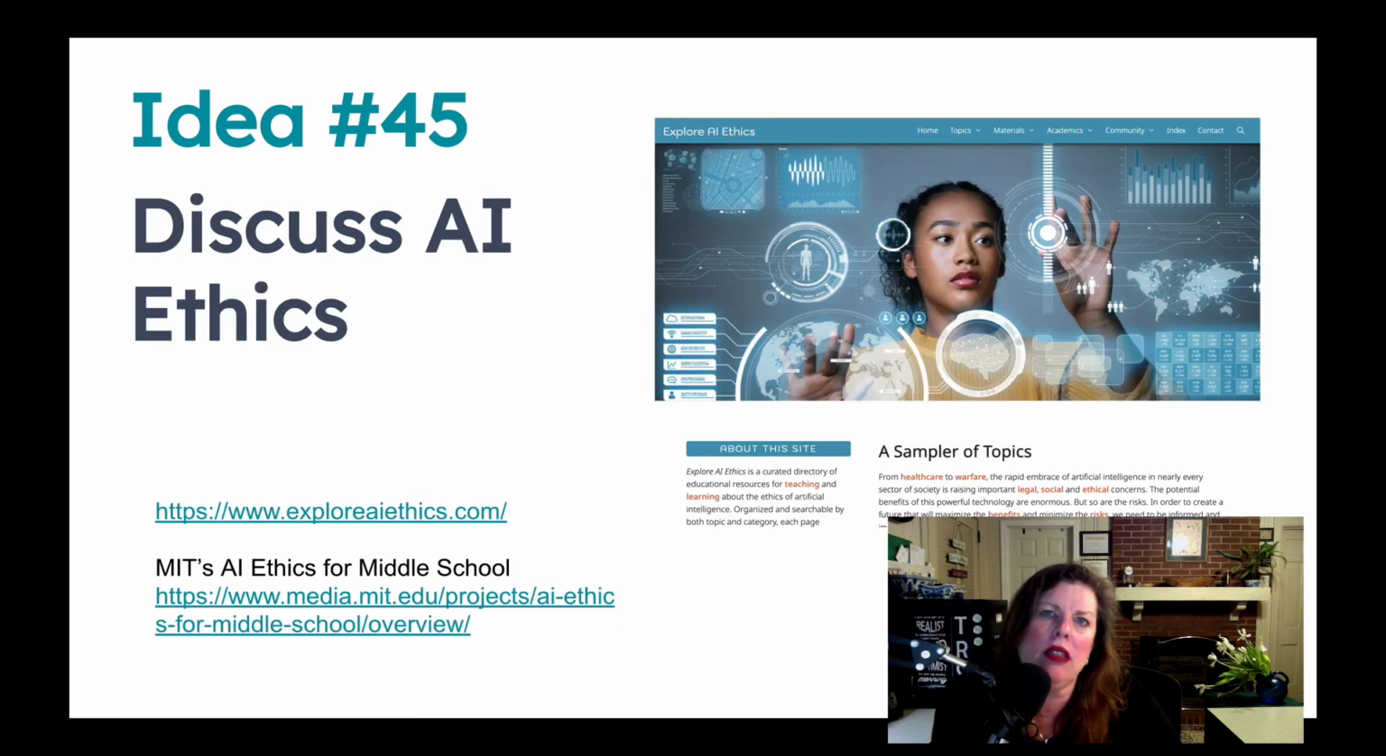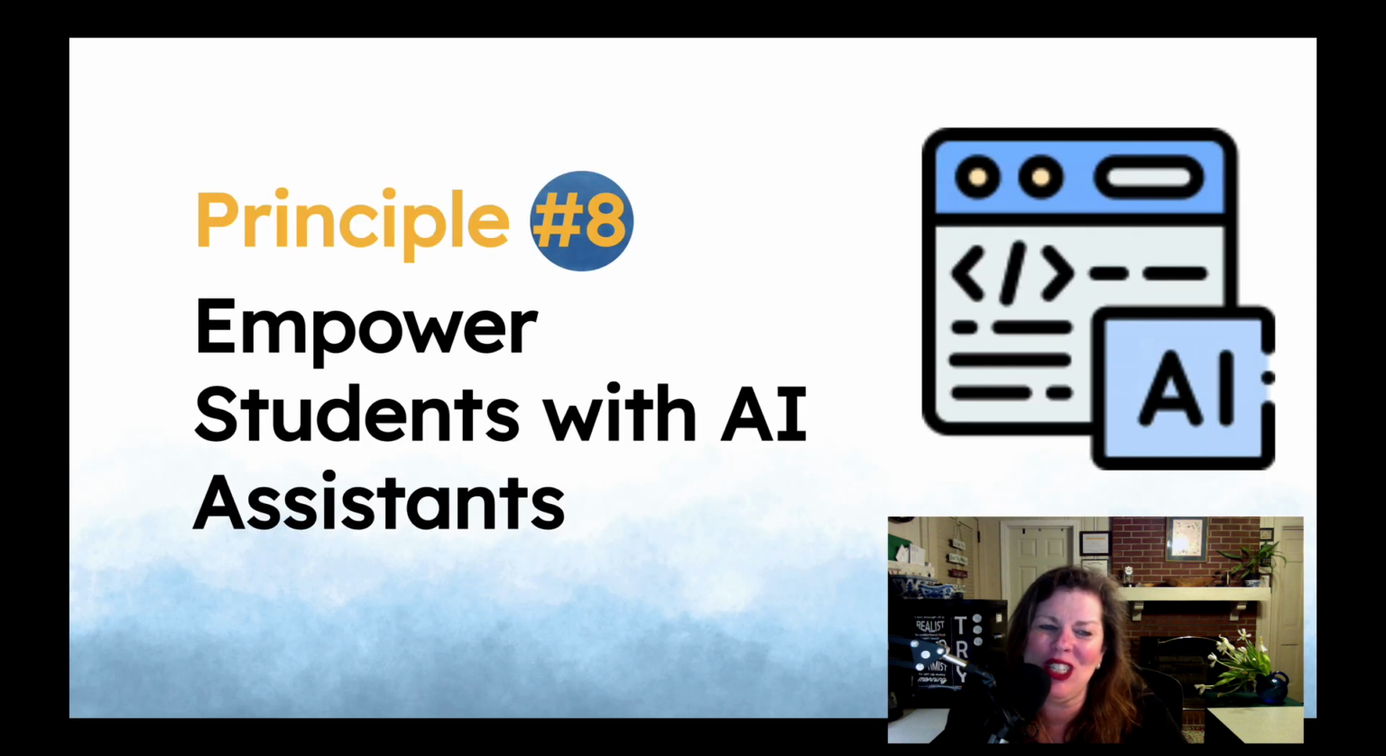So AI ethics, if you do anything with AI, this is really something that you should do with even young kids. MIT has a curriculum on AI ethics, and there's also exploreaiethics.com that has information, and it's a really important topic. So I don't think that we can talk about all the tools that they can use and computational thinking and teach them how to program and code. It's like the wise man said in Jurassic Park, we were so excited that we could, we never stopped to see if we should. And that's what we want our students to do. So principle number 8 is we want to empower students with AI assistance.